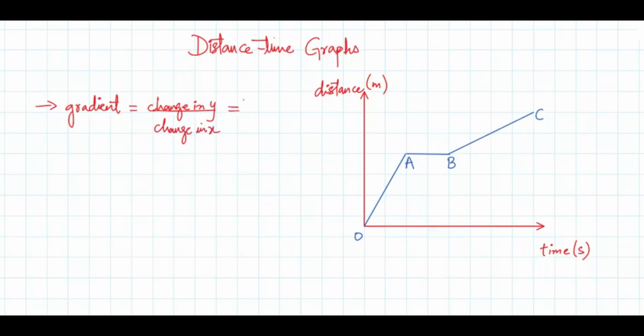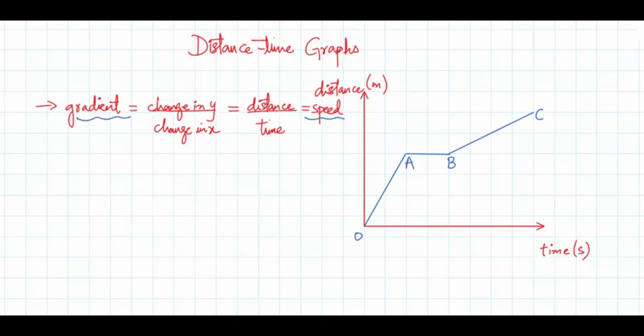And now because on the y-axis, you have distance, and on the x-axis, you have time. So distance over time is speed. This means that for a distance time graph, the gradient gives you the speed, all right?